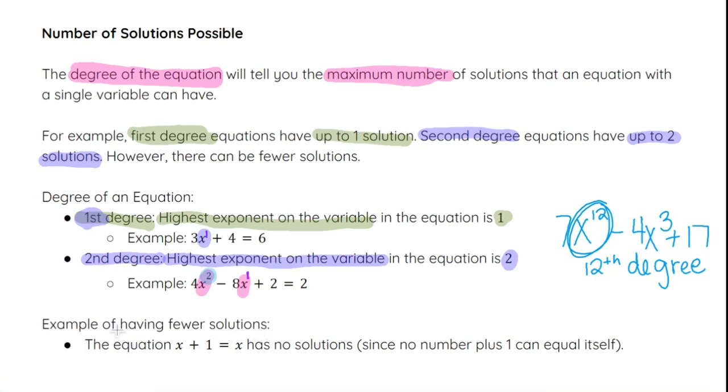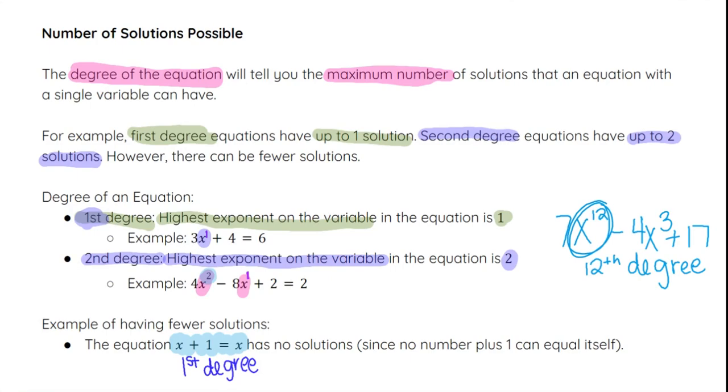Okay, now just to give you an example of fewer solutions, if I have something like this, the highest exponent on any of the variables is a 1, so this is a first degree. So what that tells me is that there are possible solutions up to the number 1, meaning it could be one solution or it could be less.